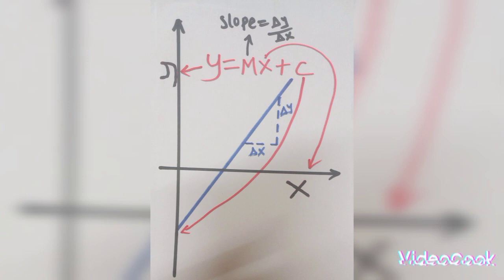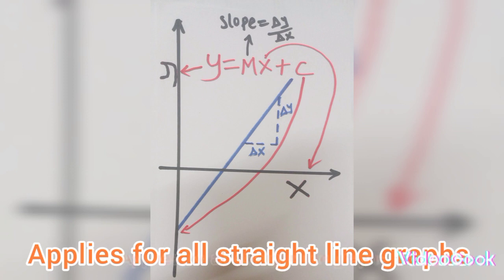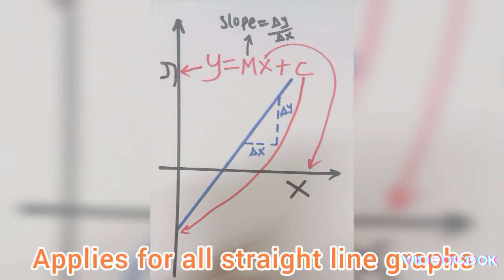So y represents the y-axis. Y in the equation y equals mx plus c represents the y-axis. Then we have x, which represents the x-axis. Then we have c, which represents the value at which the graph cuts the y-axis, also known as the y-intercept. So c simply represents this value.